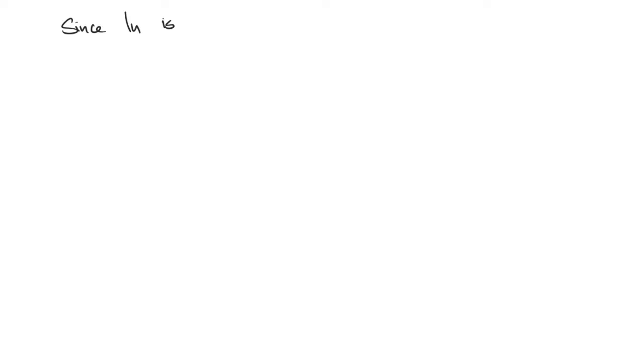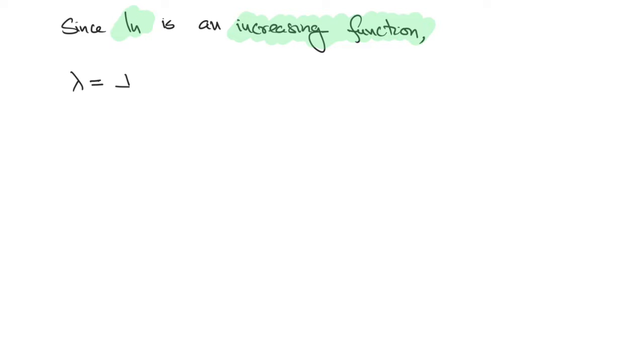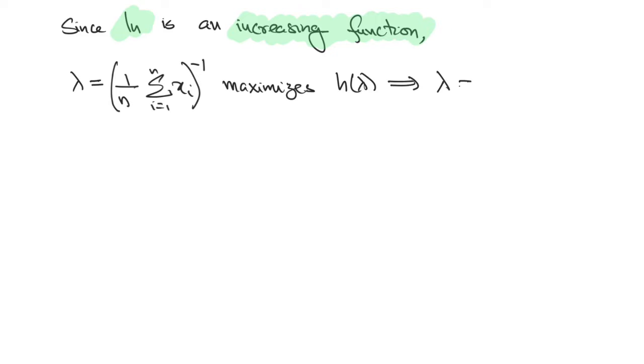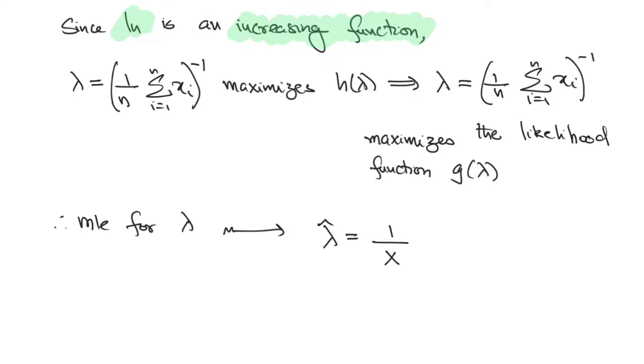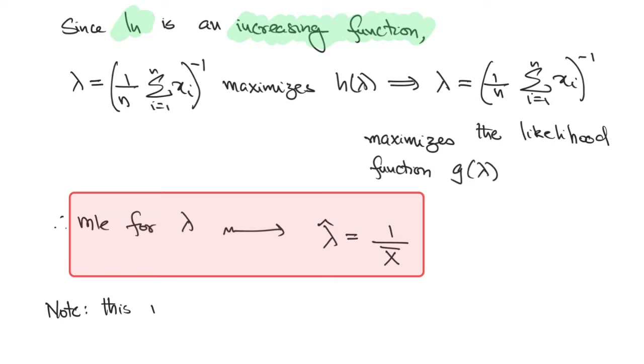Since the logarithm is an increasing function, and lambda equals 1 over n times summation xi inverse maximizes h lambda, this implies that the same lambda is going to maximize our original likelihood function, that is g lambda. We can, as a result, conclude that the maximum likelihood estimate for lambda is going to be lambda hat equals 1 over x bar.